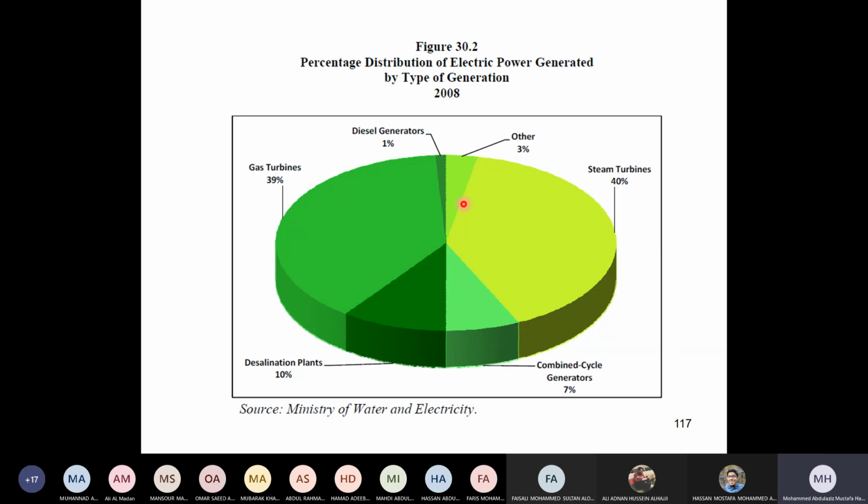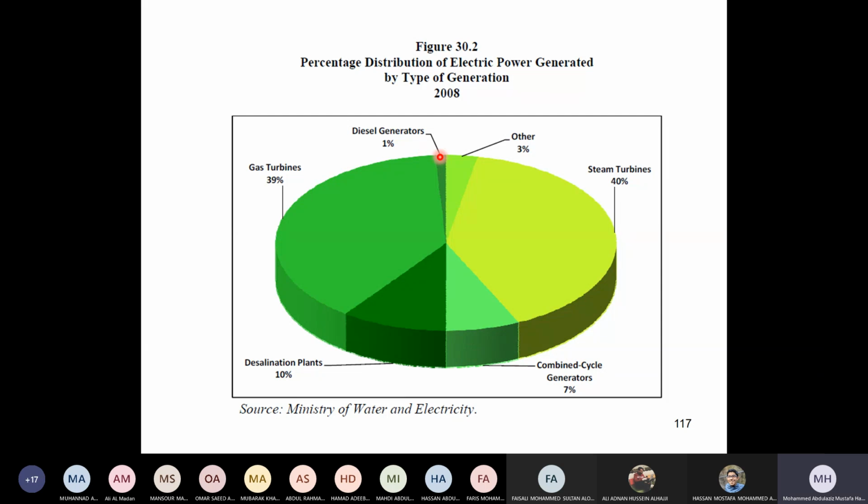We produce power from so many things: from steam turbines, from diesel generators, from gas turbines, from desalination plants, from combined cycle. So if you look at this, this is steam turbine. You learn it from chapter 8, how you get 40% of the electrical energy in the kingdom. So you are experts now in producing 40% of the electrical energy in Saudi Arabia. In chapter 9, you learned more about 39% here. And also in chapter 9, you learned more about the diesel engine.